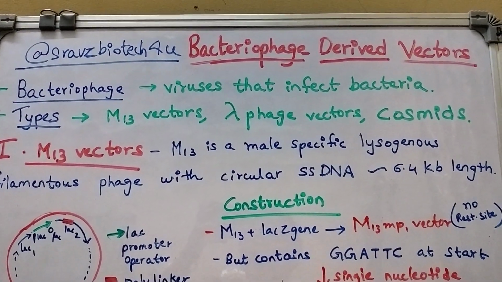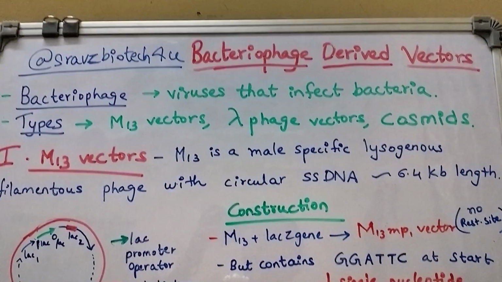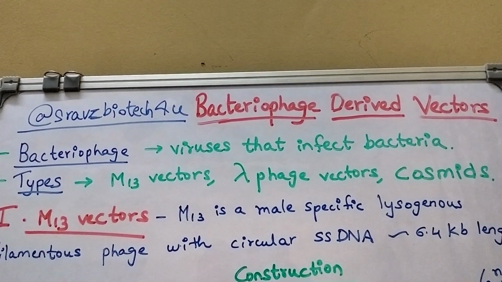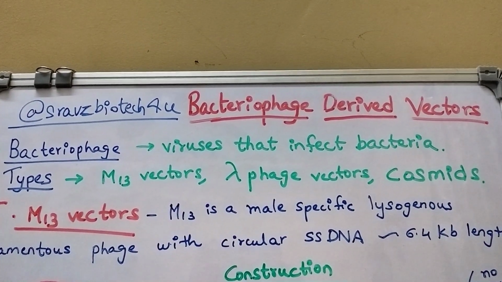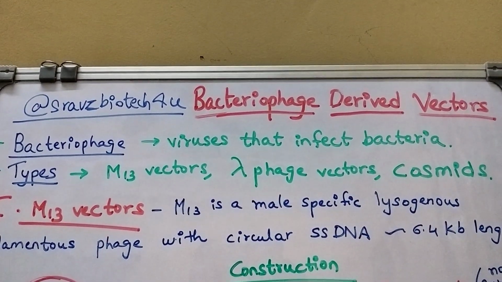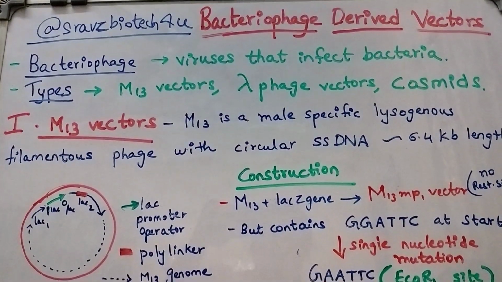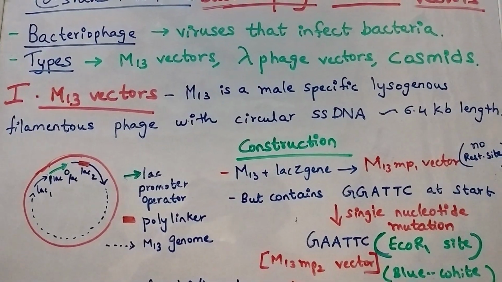Today we'll discuss bacteriophage derived vectors. Bacteriophages are nothing but the viruses that infect bacteria. Types of bacteriophage derived vectors include M13 vectors, lambda phage vectors and cosmids. Today we'll discuss the first type, that is M13 vectors.